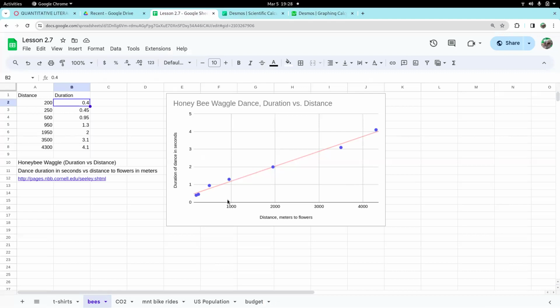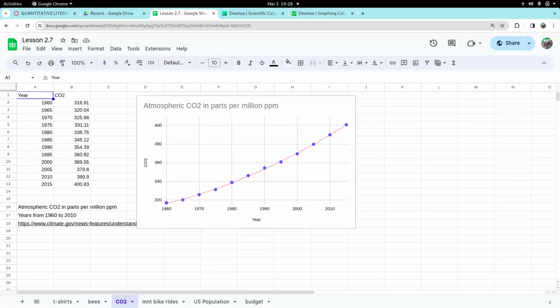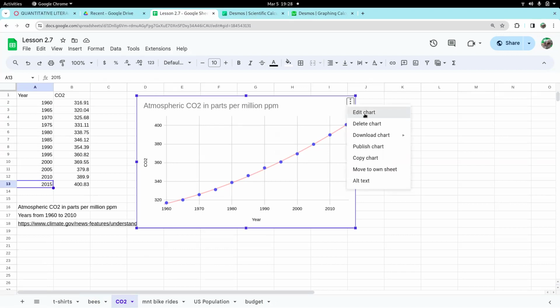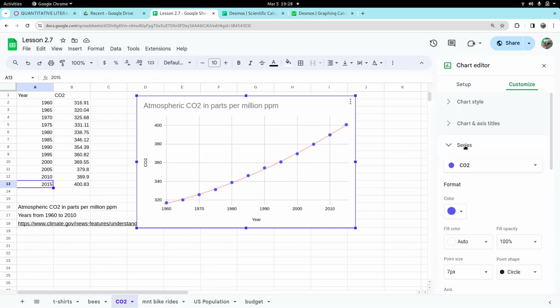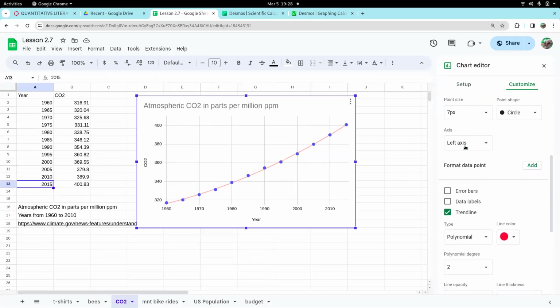It's amazing. Not everything lines up. If we look at carbon dioxide in the atmosphere over time from like 1960 to 2015, we can see it's increasing, but it's not straight. So I'm not going to teach how to use spreadsheets for this particular lesson, but I'm just going to demonstrate that I can plot points with a spreadsheet and I can tell it to draw a line.